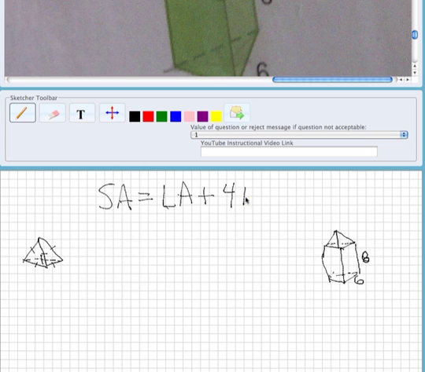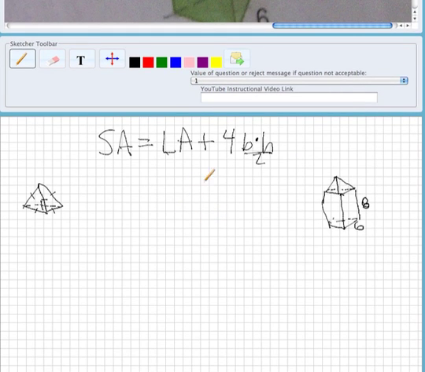We'll say that this is base times height divided by 2, because that's the area of a triangle, and we'll find this area of the triangle. And then the lateral area is just going to be the perimeter of the base, which is the triangle, times the height. So our new formula for this surface area is going to be PH plus 4, because there are 4 triangular faces, times base times height of the triangle, divided by 2.